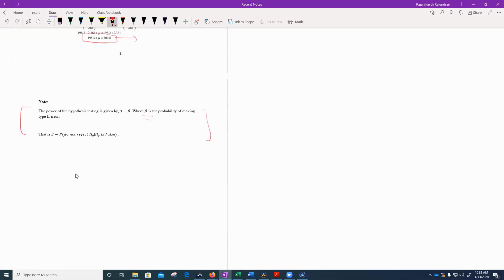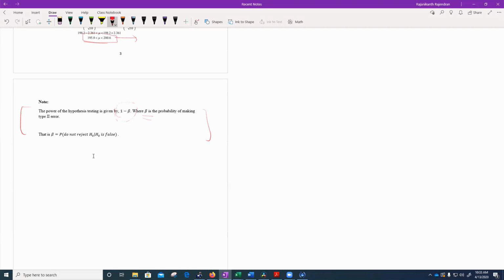Remember that type 2 error means you are making a mistake when H naught is not true, right? If H naught is not true, you have to reject, but accidentally you are not rejecting. This is the kind of error you are making. We already discussed this in the very beginning. So that is going to be my beta. First find beta, the probability of this error. Once you know beta, subtract from 1 to get the power. So the power of the test is nothing but 1 minus beta. I just included this.